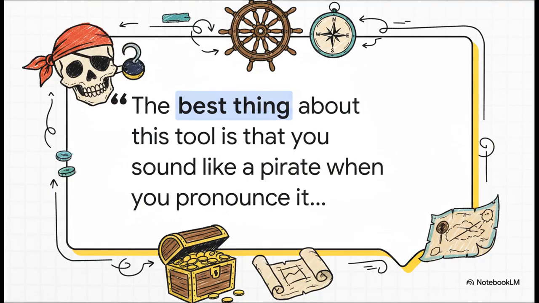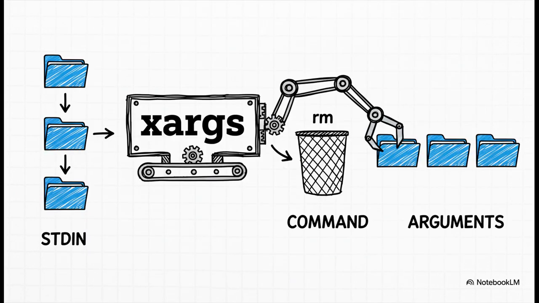Next up is xargs, and I just love this quote from the source material. It's true, saying it is half the fun. But seriously, it solves a really common and sometimes tricky problem. So what does it actually do? Well, xargs is basically a converter. It reads a bunch of lines from standard input, like a long list of file names, for example, and it cleverly turns them into command line arguments for some other command, like rm or cp. It's how you can act on a whole list of things at once.